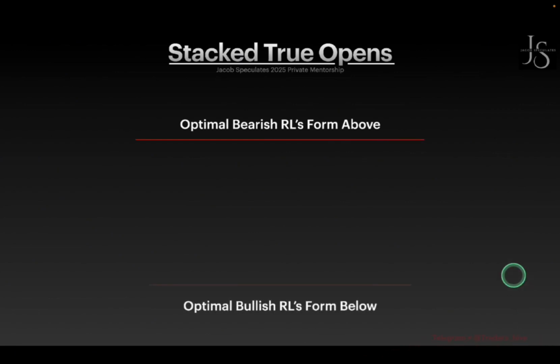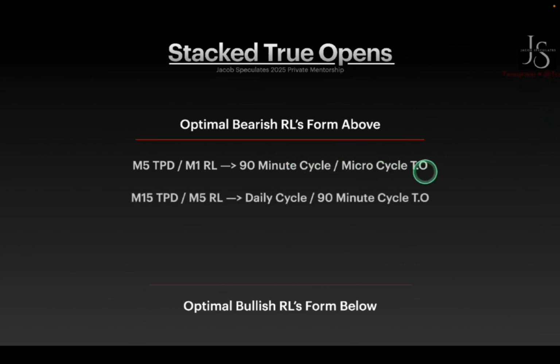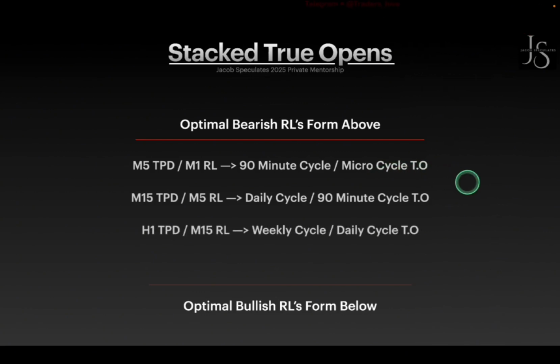So the age-old adage of never buy above the true open, never sell below the true open, that applies with reversion levels and TPDs that tip their hand for reversion levels. So optimal bearish reversion levels will form above the 90-minute cycle and microcycle true open. Optimal 5-minute reversion levels will form above or below the daily cycle and 90-minute cycle true open. 15-minute reversion levels should form above the weekly cycle and daily cycle true open. And optimal hourly reversion levels will form either above the weekly cycle true open and the daily cycle true open. And it's all dependent on whether you're bearish or bullish.